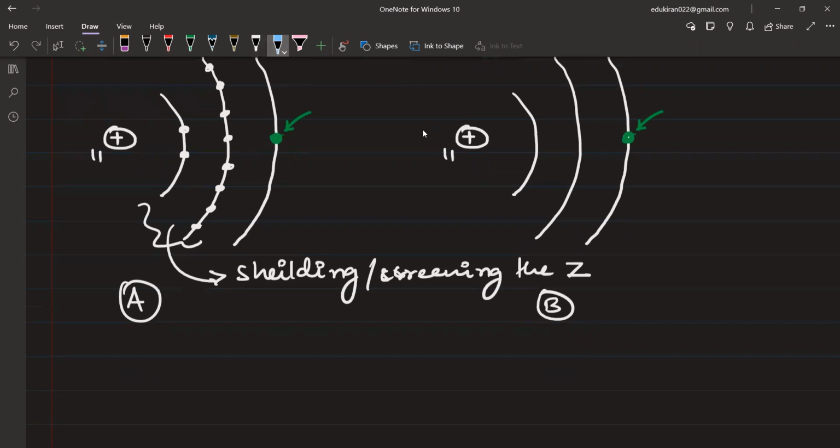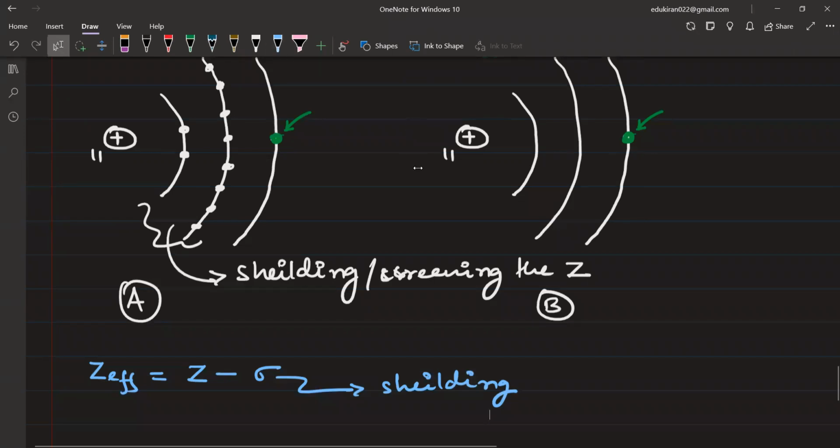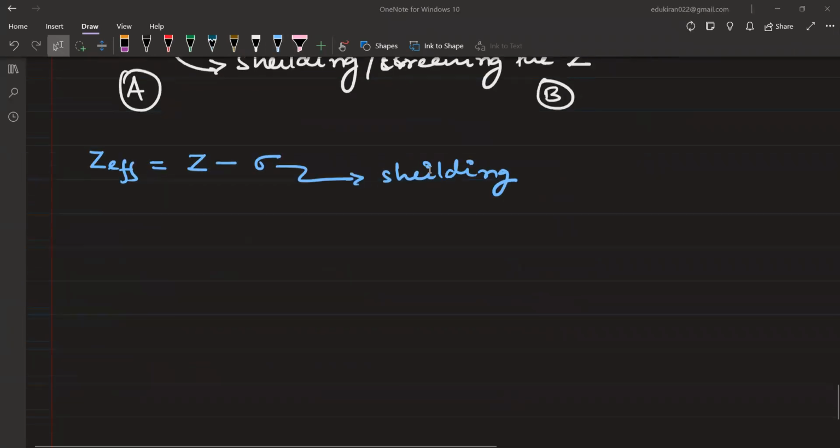Okay. Now that means the effective nuclear charge that this green electron is getting. Effective means net nuclear charge. The net nuclear charge that it is getting, Z effective, is equal to the nuclear charge minus the effect of this shielding, the screening effect that is shown by sigma. Sigma is nothing, it is shielding. So we are not going to calculate the Z effective, but we will have an idea of what the Z effective is here. Please write first of all what is shielding.